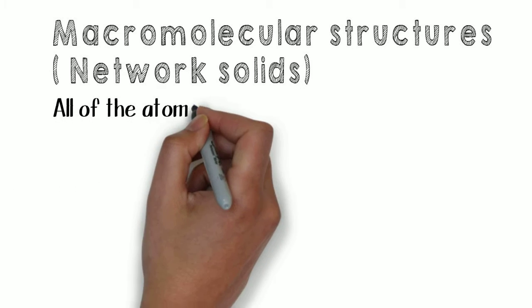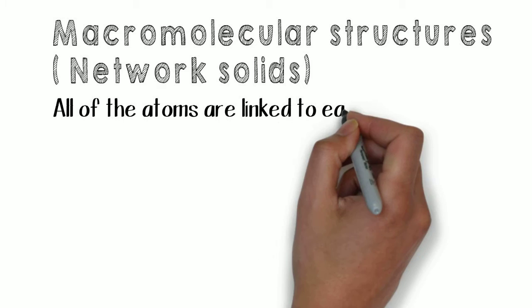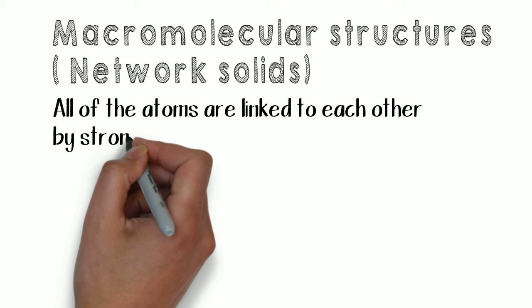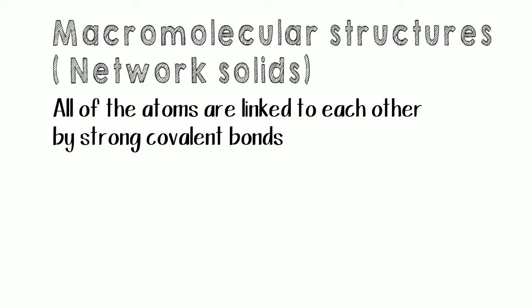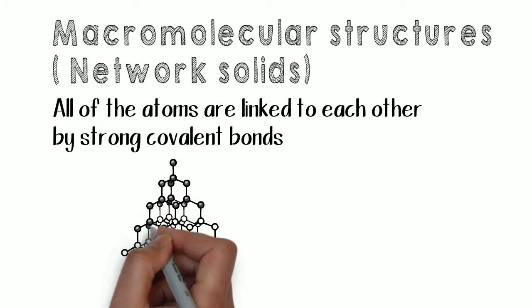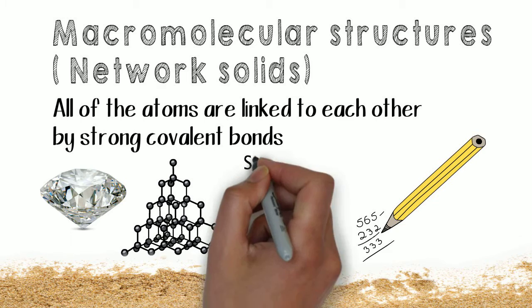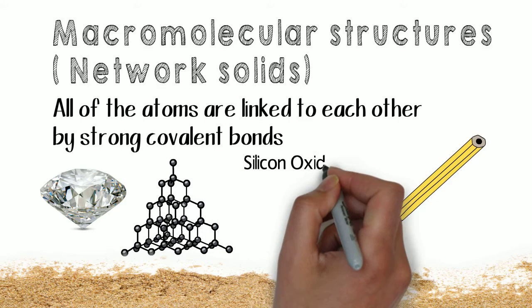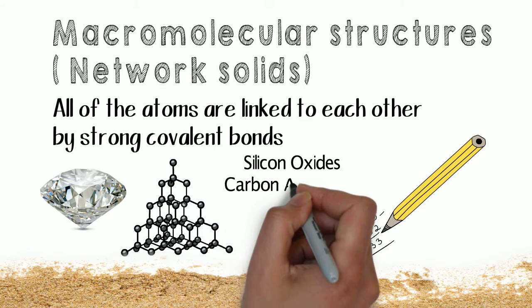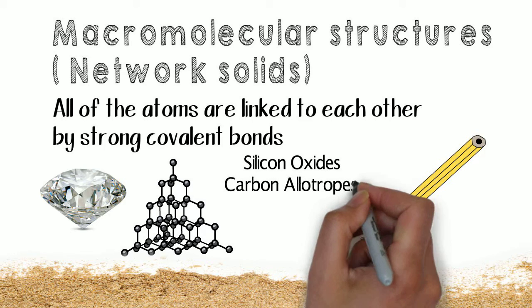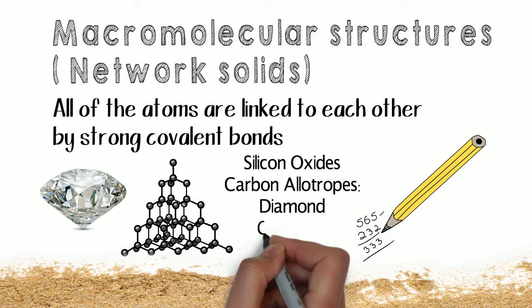One special type of covalently bonded compounds is macromolecular structures or network solids. In these structures, all of the atoms are linked together by strong covalent bonds, and it looks like a network, something like this. Some examples include silicon oxides, which are actually like sand, and the carbon allotropes, which are diamond, graphene, and graphite, which is used in pencils.